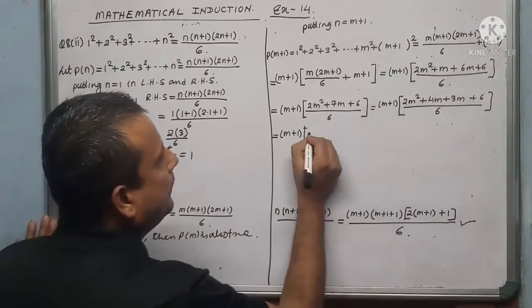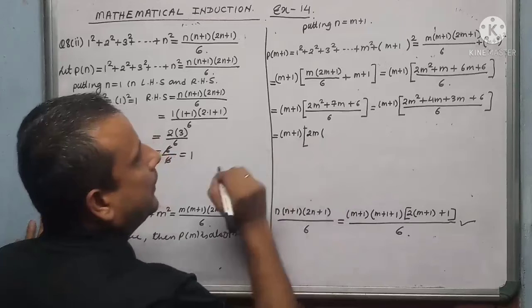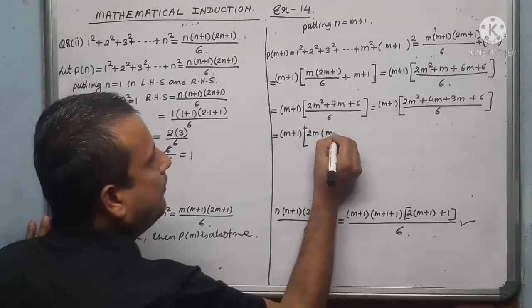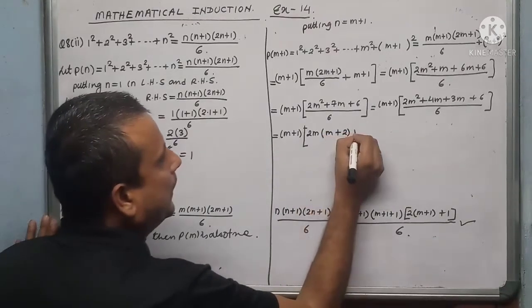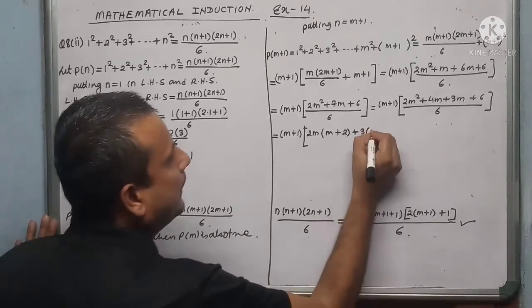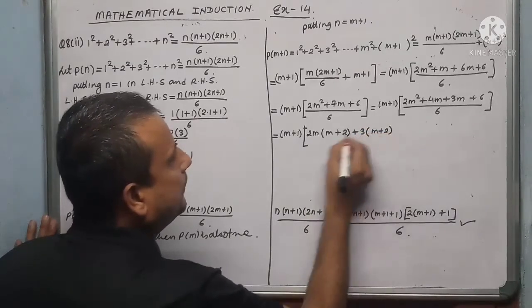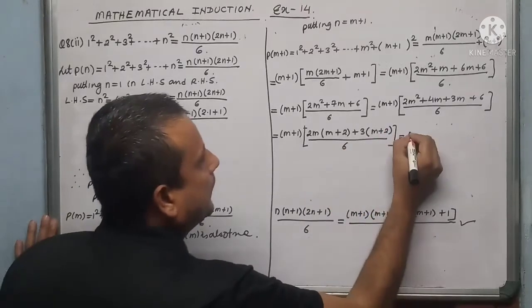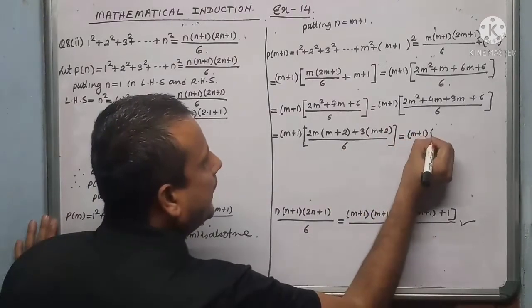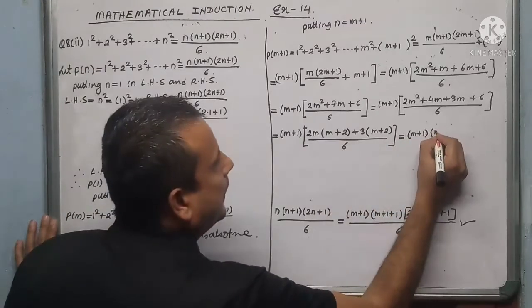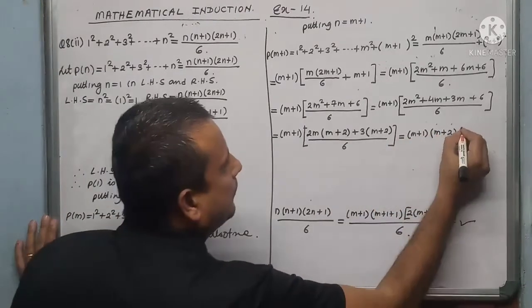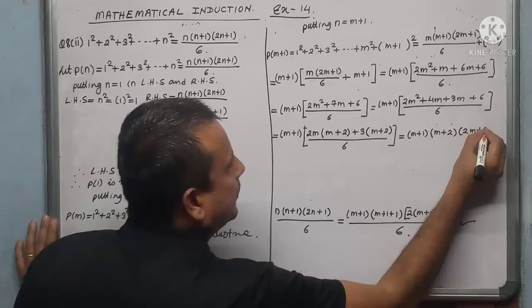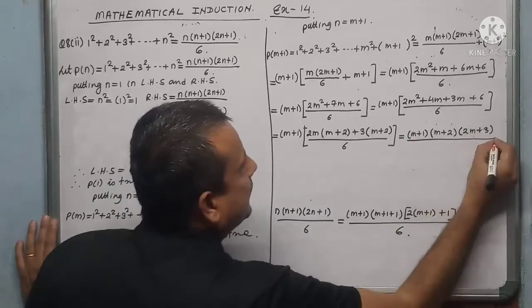I'll take 2m common: m plus 2. And I'll take 3 common: m plus 2 divided by 6. It is m plus 1. Again we have over here m plus 2 common, then within the bracket it is 2m plus 3, divided by 6.